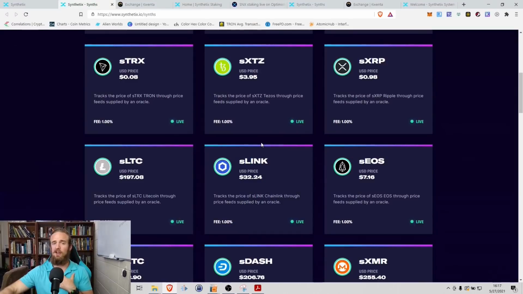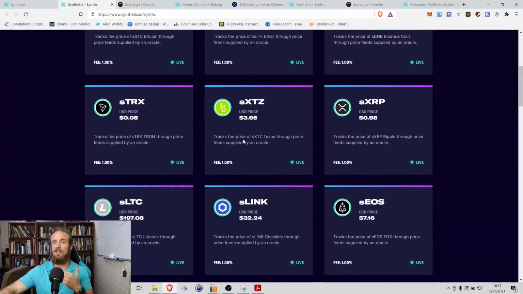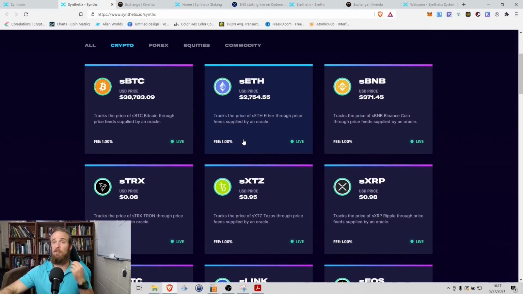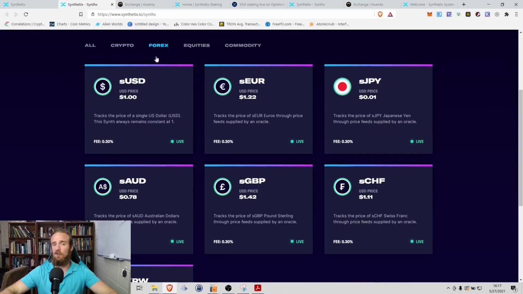It's easy for me to get Ethereum. It's easy for me to get Bitcoin as a US resident. It is quite a bit harder for me to get a hold of Ripple, for example. But with this, I can easily get Ripple while using the convenience of the Ethereum blockchain. So they've got a variety of different cryptocurrency assets.